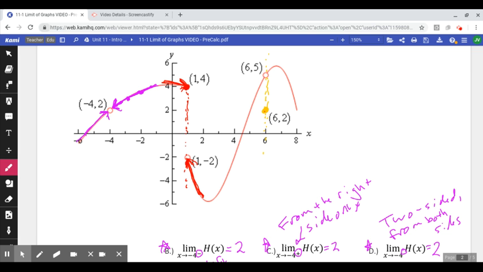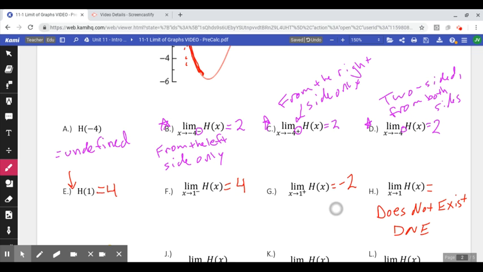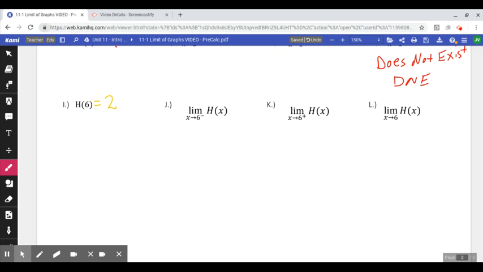So we're going to be at any number for x that's less than 6. We're going to try to get closer and closer and closer to an x value of 6. And as we get closer to an x value of 6, we get closer and closer to a y value of 5.